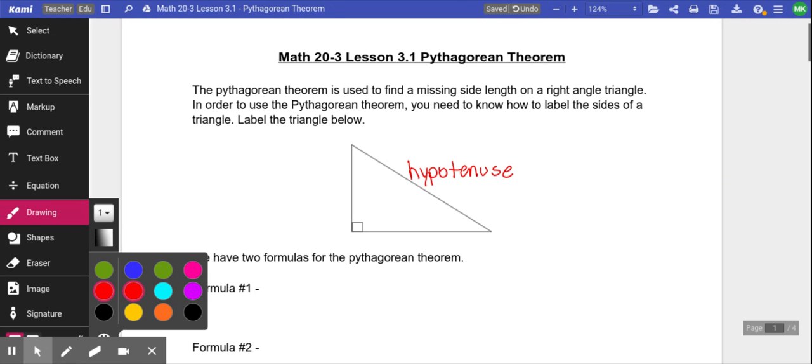You have to get the hypotenuse right. It's critical. At this point, the other two sides, we just refer to them as legs. They will have a special name later, but for now, I have two legs and I have a hypotenuse.